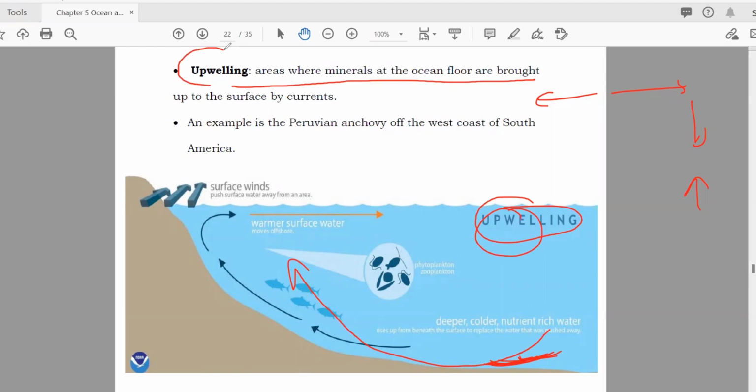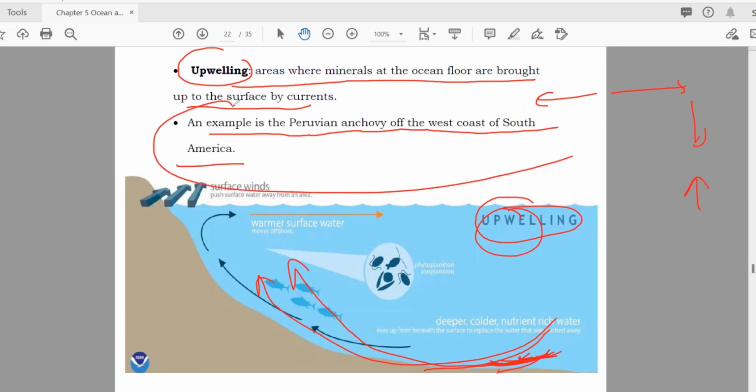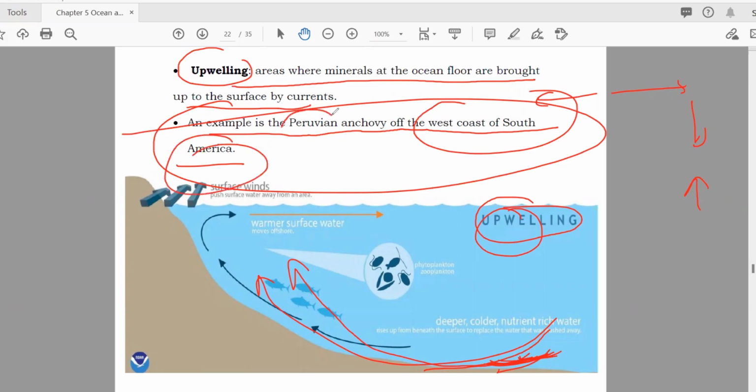So what is upwelling? These are the areas where the minerals at the ocean floor are brought up to the surface by currents. An example is the Peruvian anchovy on the west coast of South America. So in the exam, if they ask you to give an example of upwelling and a place, you can give this one: the west coast of South America. And which one? Peruvian anchovy.